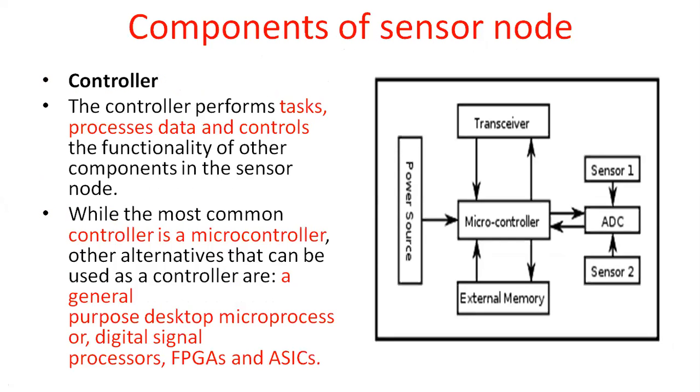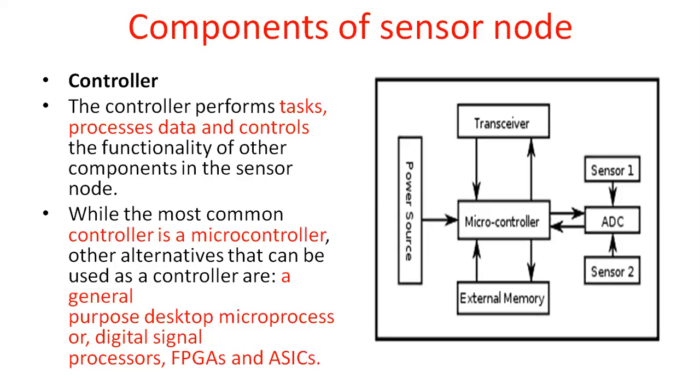We come to the first component, the controller. What is the main task of the controller here? The controller performs tasks, processes the data, and controls the functionality of other components in a sensor node. It is always performing some task. The controller coordinates and controls the other components in the system. That is the main reason it is the brain of the system.